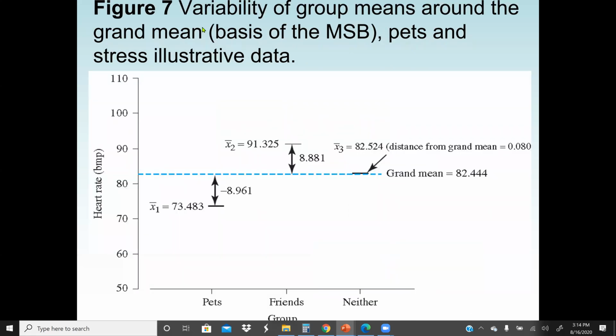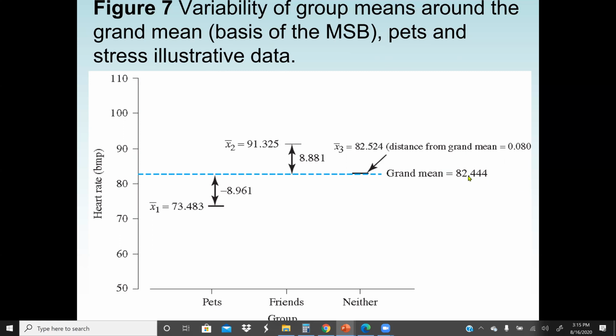So this is an example. The variability of group means around the grand mean. This is the basis of mean square between. So we have the pets and stress illustrative data. So we can see our pets. Our pets mean is given to be 73.483. The grand total mean is 82.444.